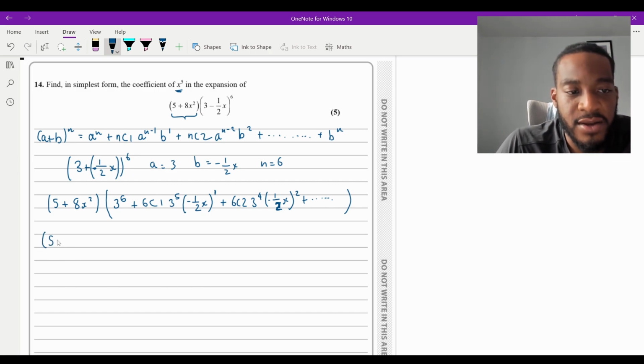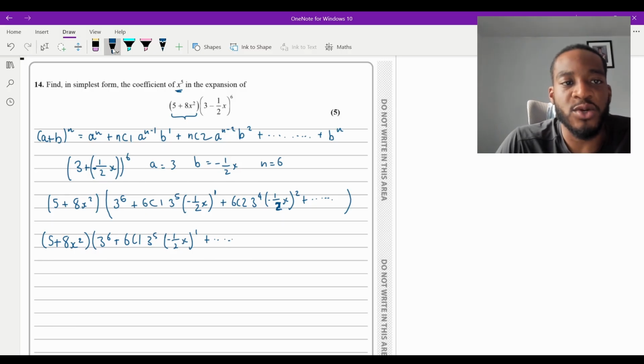So we've got 5 plus 8x squared, and then I've got 3 to the 6 plus that there. I'll just do 6C1 and then 3 to the 5 minus a half x to the power of 1, right? I'm just going to leave the first term. And then ask yourself, okay, well, if I'm expanding this, remember, you need x to the power of 5, don't you? Let's start with this 5 here. If I was to expand, I'd be doing this one, and then that one, and then the term after that, and so on and so forth.